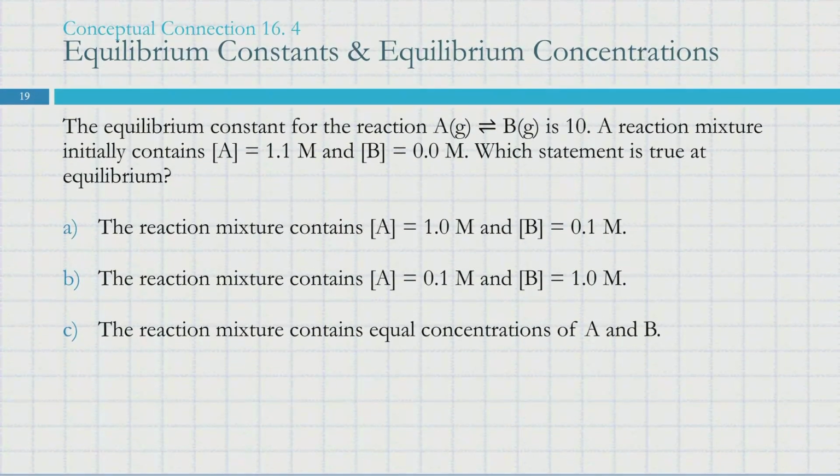If the equilibrium constant for the same reaction is 10, and a reaction mixture initially contains a concentration of A that's 1.1 molar, and the concentration of B is 0.1 molar, which of these statements is true at equilibrium?